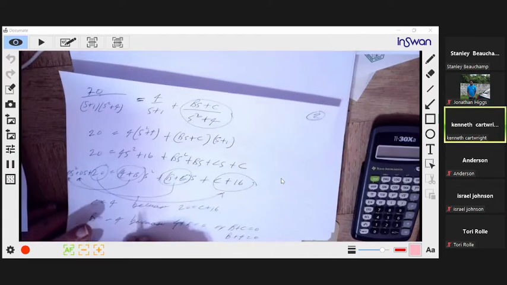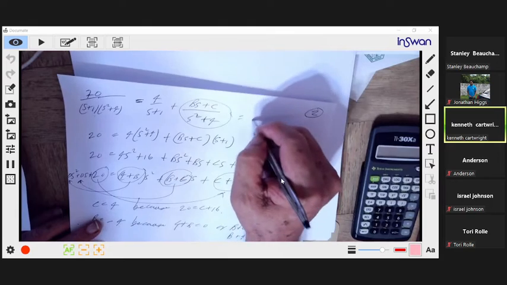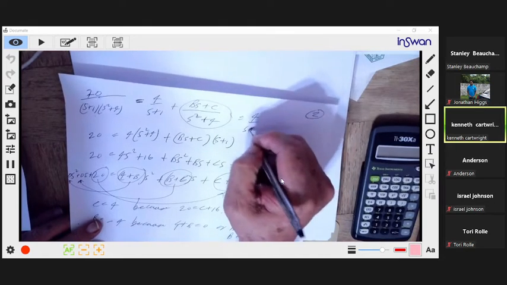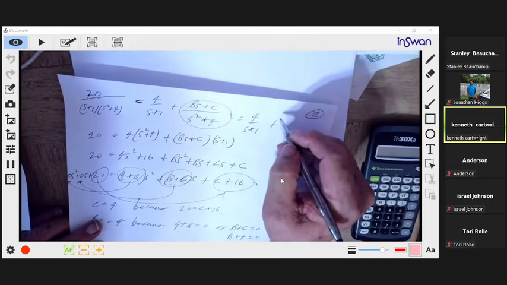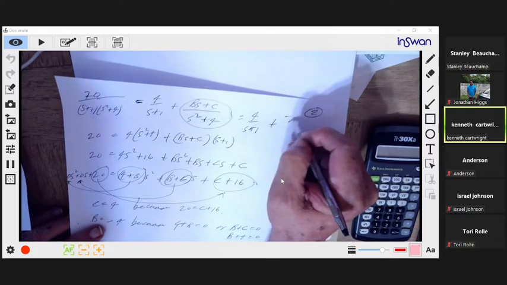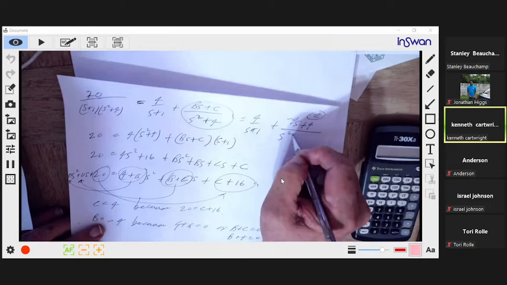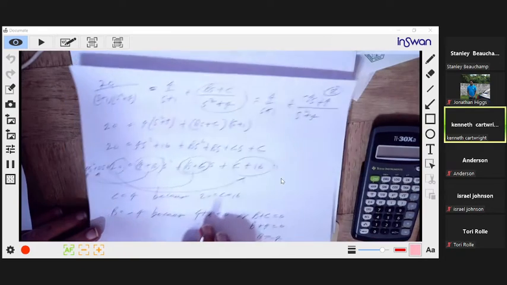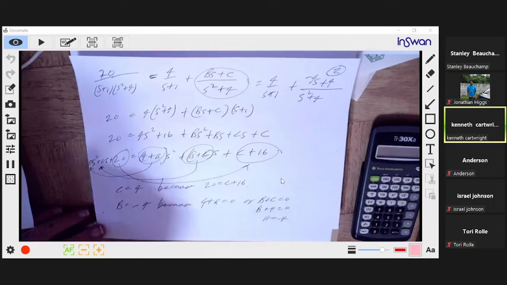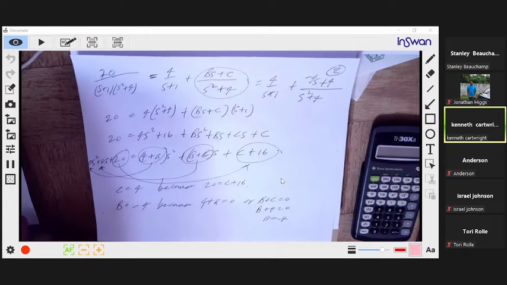So now we know this is 4 over S plus 1 plus negative 4S plus 4 over S squared plus 4. Okay. Now what?